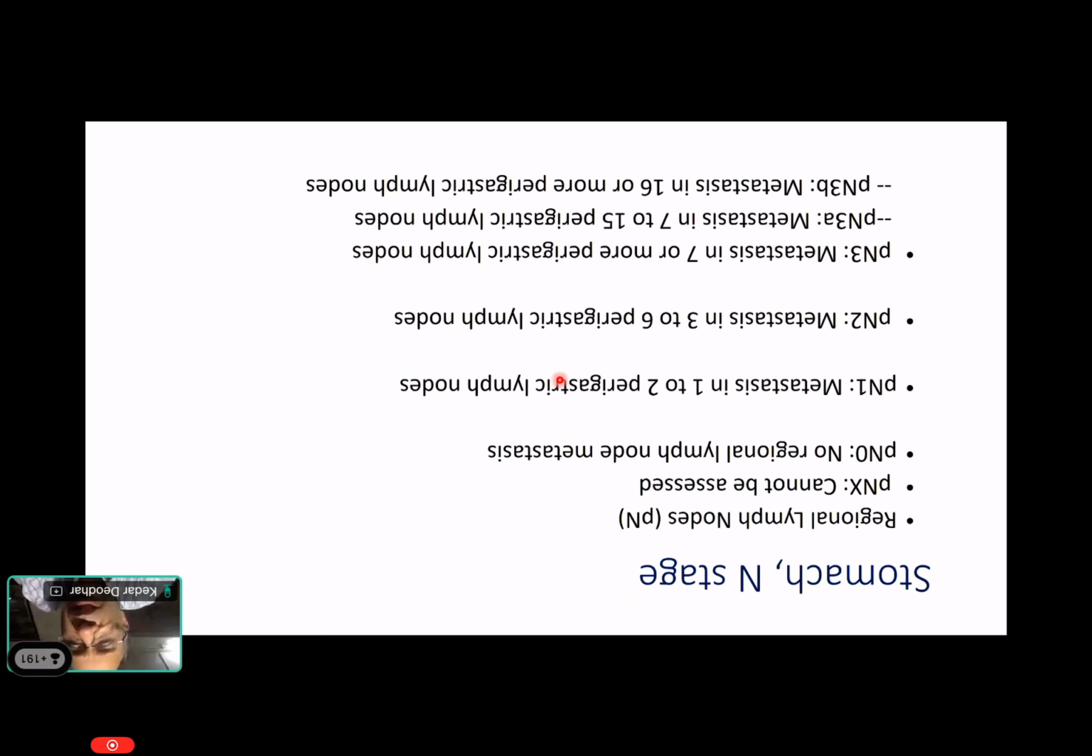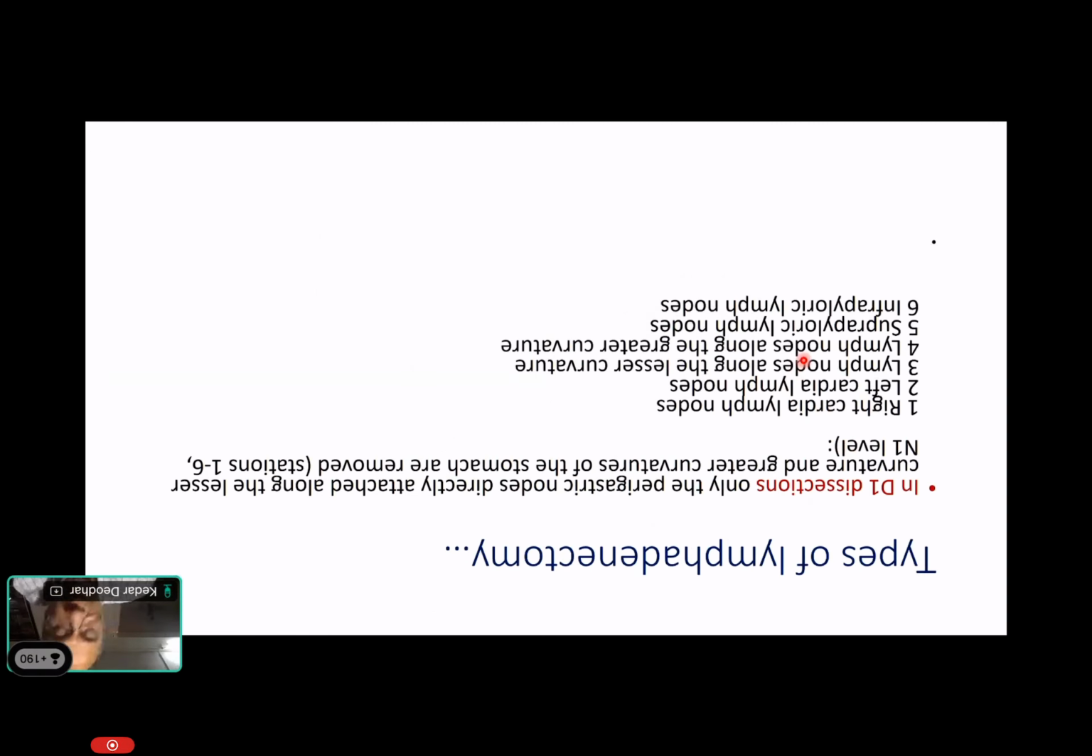So coming to nodal staging, basically we want to dissect as many nodes as possible. We have definitions given in textbooks, what is N1, N2, and N3, depending on the number of nodes. Usually perigastric nodes are resected, and we have surgical guidelines. Actually, the perigastric nodes resection is called D1 resection. Slightly higher nodes along the blood vessels are surgically called D2 resection, and extensive lymph node resection is called D3 resection.